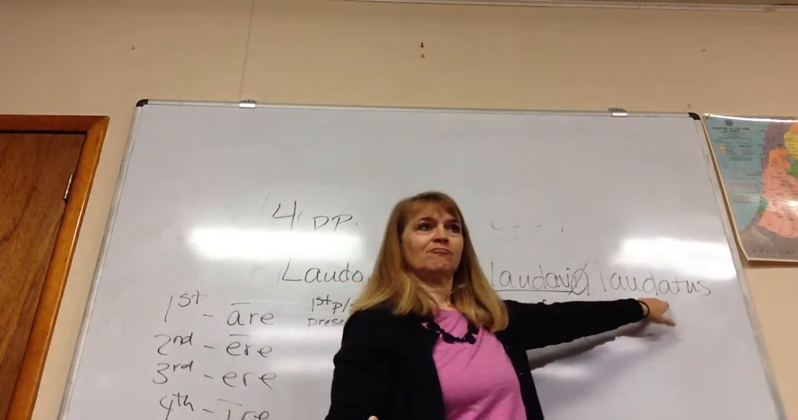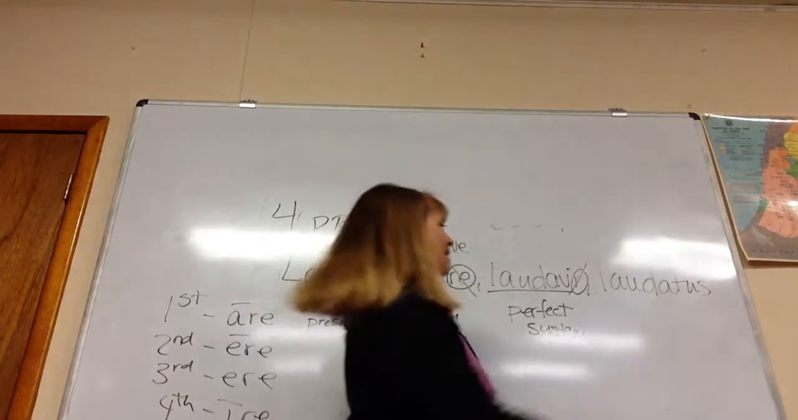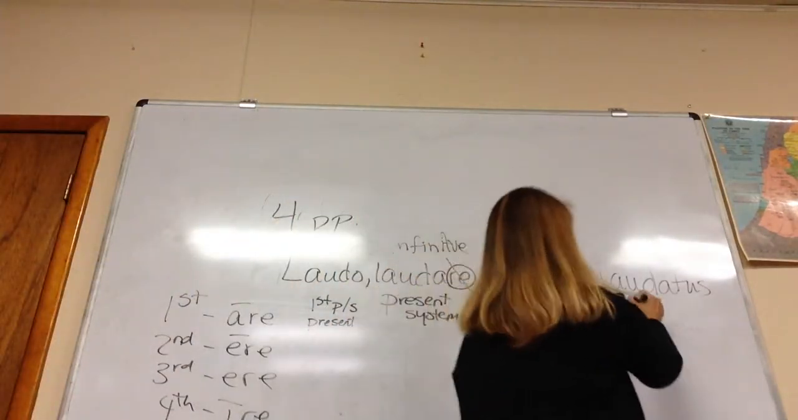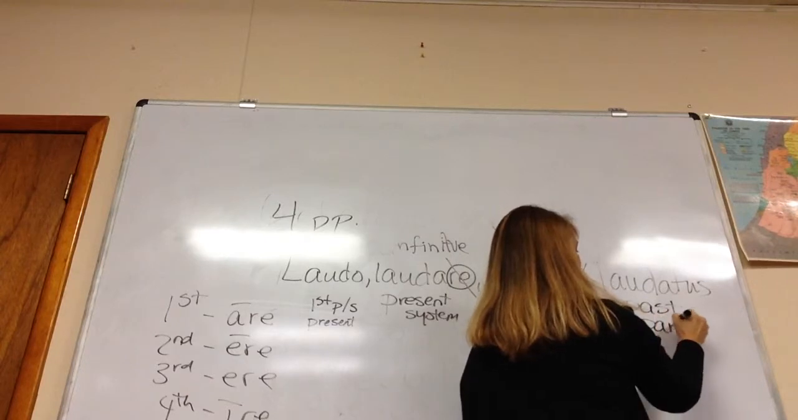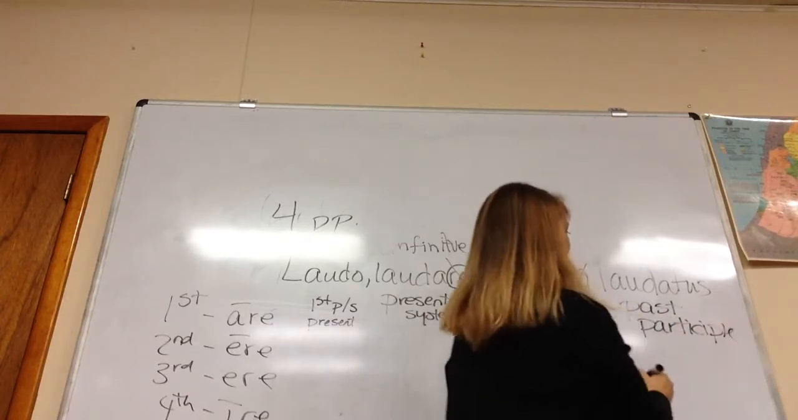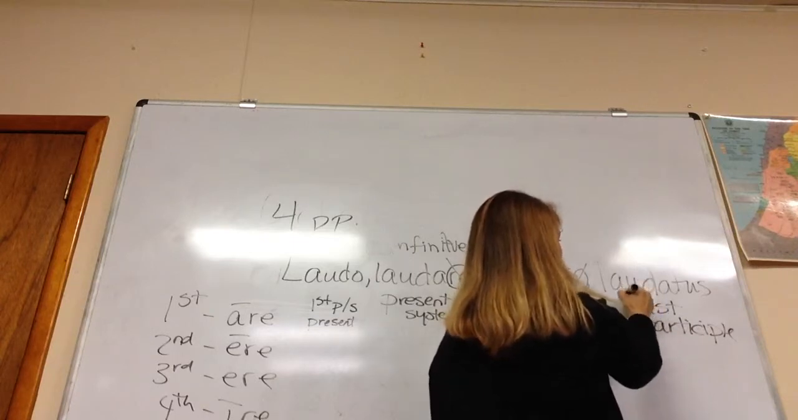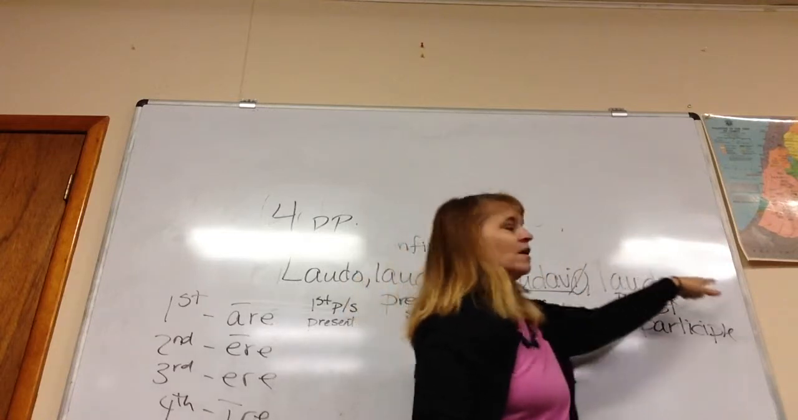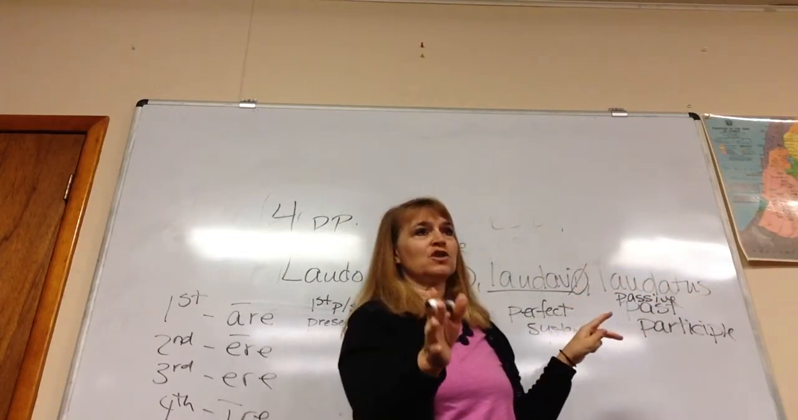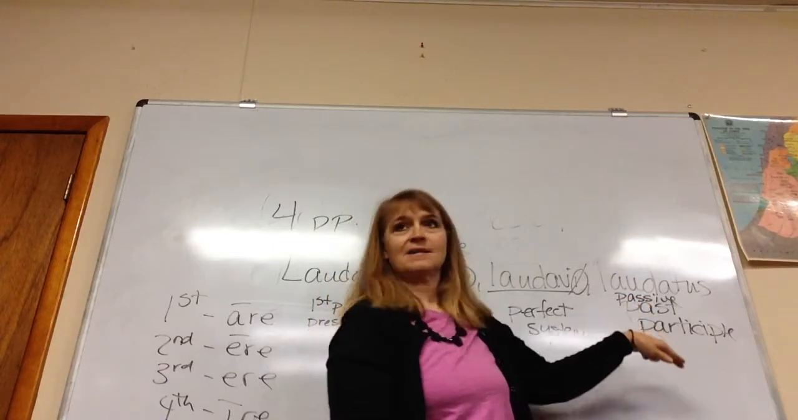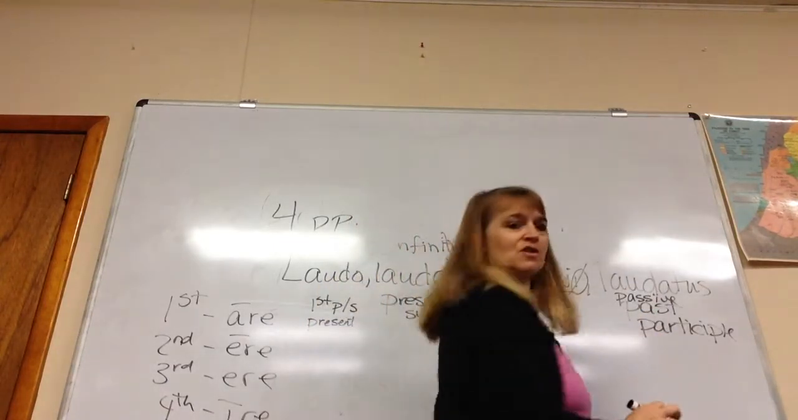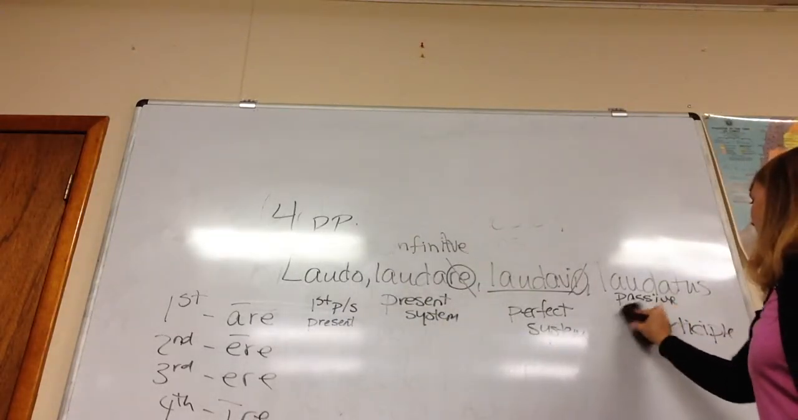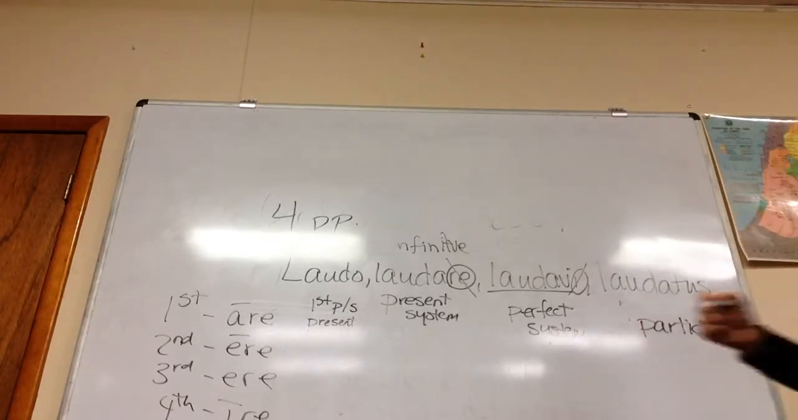What's this? Anybody know the name of this 4th principal part? Past participle. Often it's the PPP, passive past participle. You're going to use it for other things too, but we're first going to see it in our passive. Actually, I shouldn't use that word, past. I should use the word perfect. Perfect passive participle.